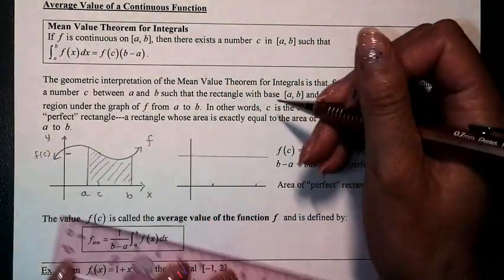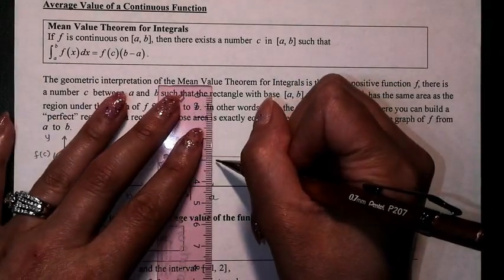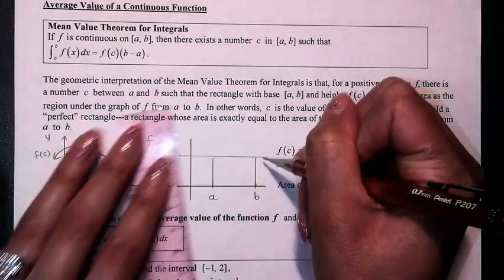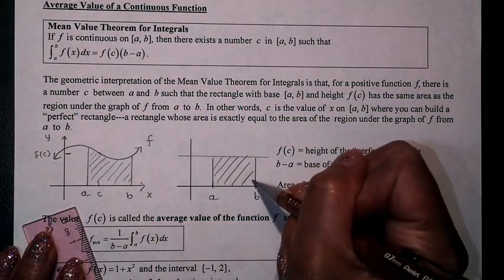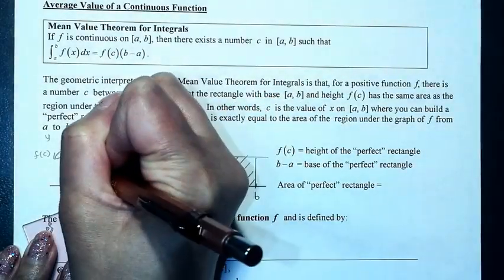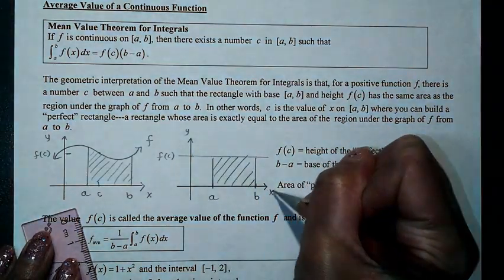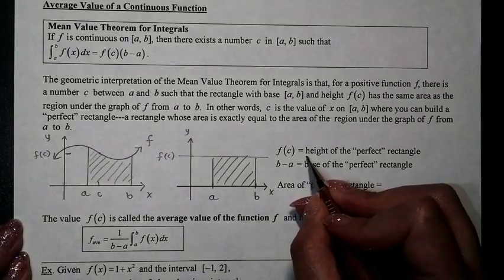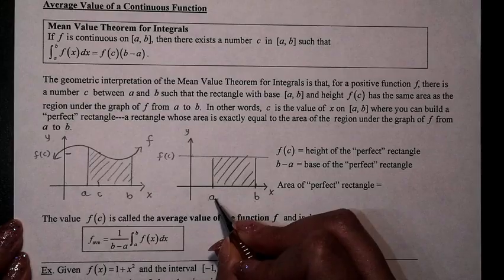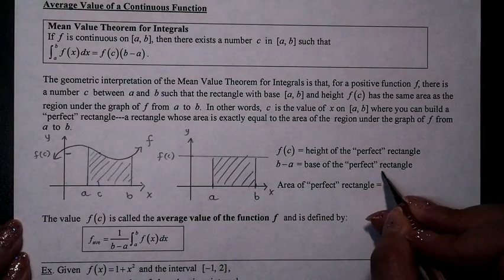So you copy it here. This is your a, this is your b, and what this theorem tells you is that this is the perfect rectangle that the theorem is talking about. The height is f(c), because it's the same height as this one. Again, this is y and this is x as usual. So f(c) is the height of this perfect rectangle, and b minus a, because it's the distance from a to b, which is big minus small, is the base of the perfect rectangle.